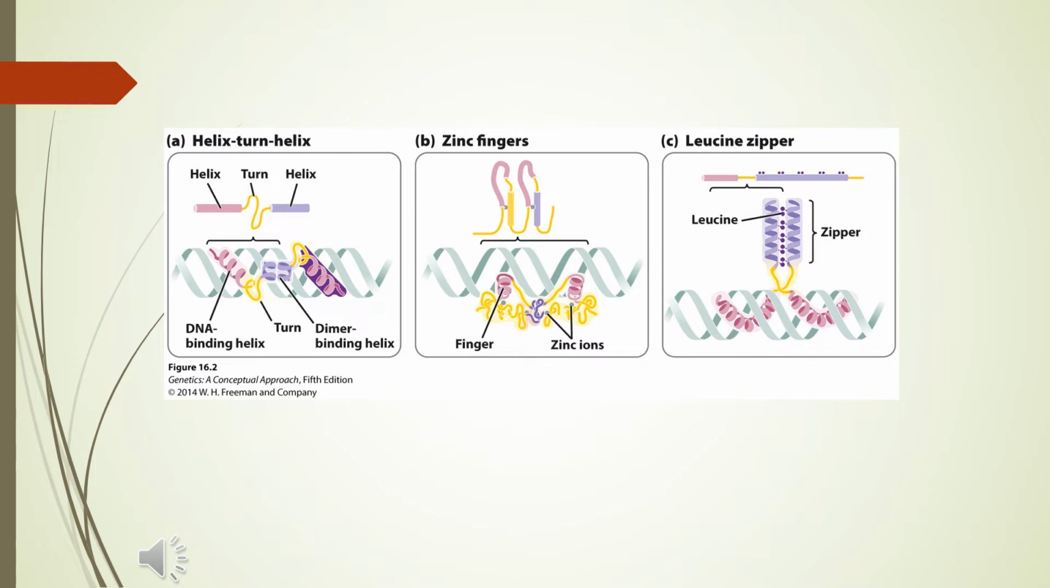So the next one is zinc fingers. Zinc ions will be there. So here the structure is like zinc plus fingers. Leucine zippers are there. Here a particular amino acid will be there. It is leucine, and so they are called leucine zippers.